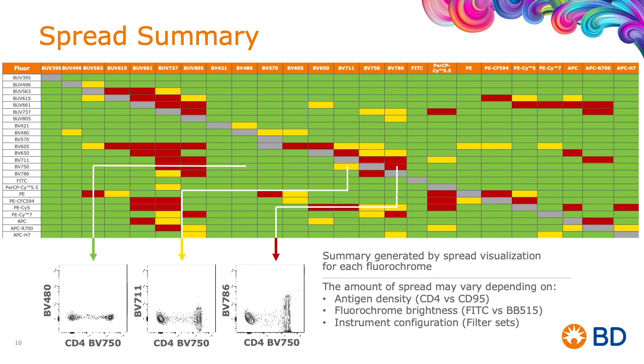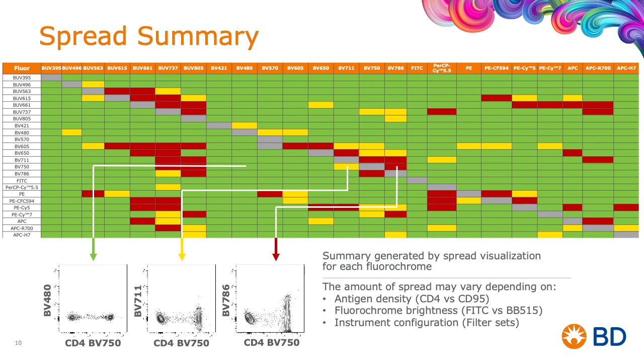If you follow the green arrow and the white line, you would see, for example, the green box where BV750 intersects BV480, and the corresponding plot where the positive and the negative population have the same width in the BV480 channel. So that's what we call no spread. These two fluorochromes do not overlap. There is no concern of spillover and spread.